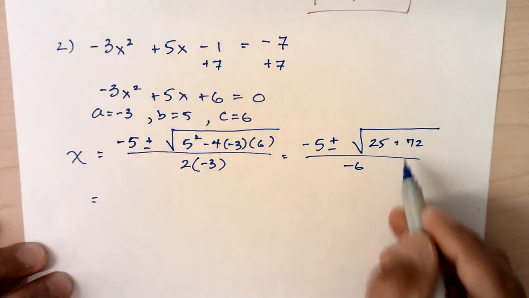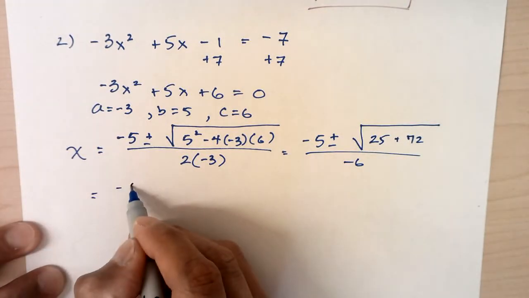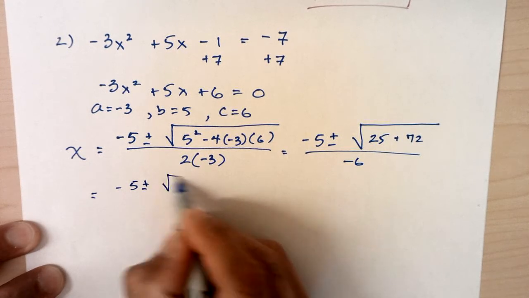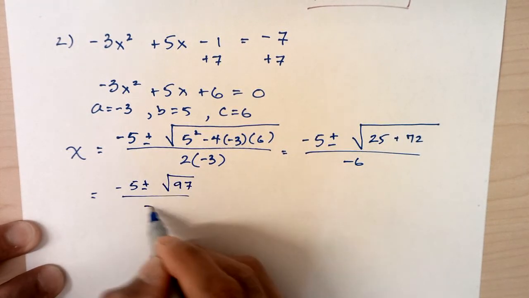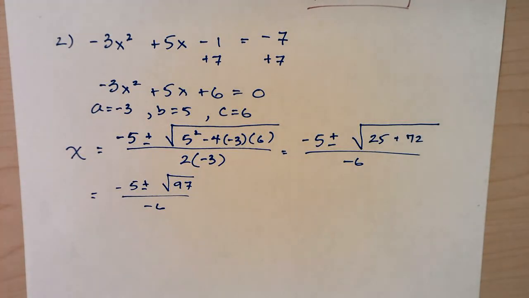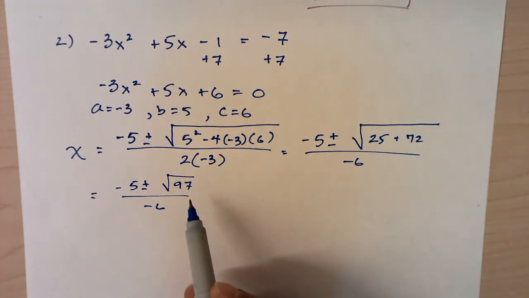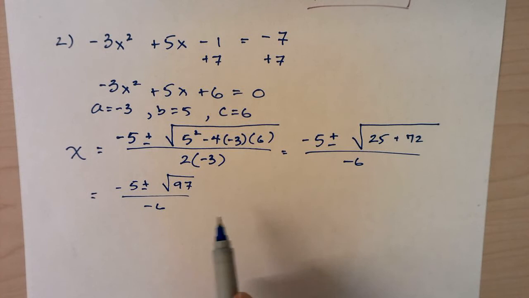So now we could add the 25 and 72 underneath the radical. 25 plus 72 is 97. So it's -5 plus or minus the square root of 97 over -6. Okay. Unlike the previous examples, what we're taking the square root of is not a perfect square. Maybe I should have written the directions. I want to round everything to the nearest 10th.